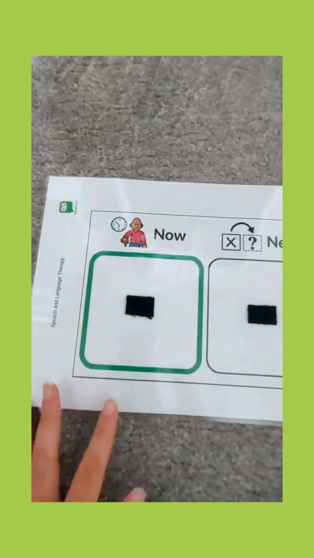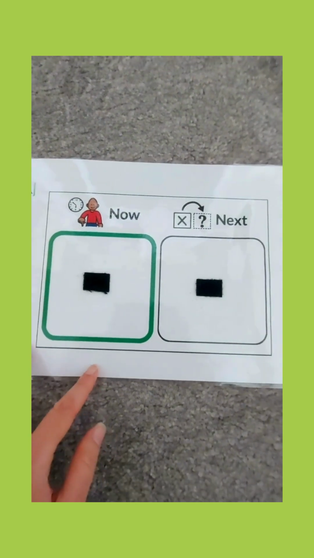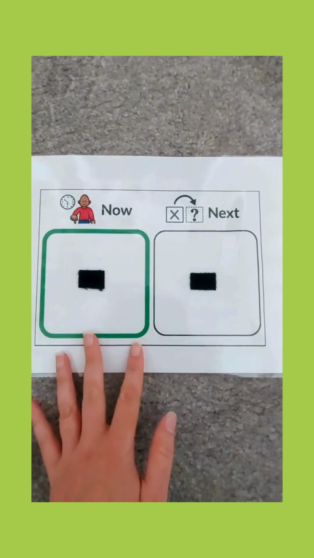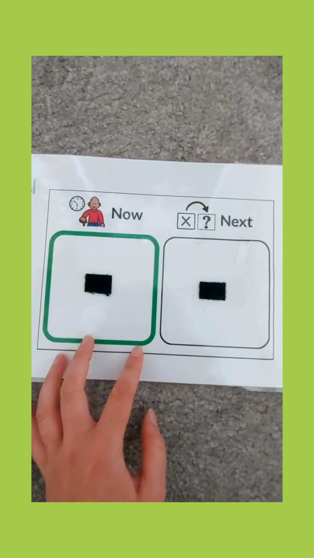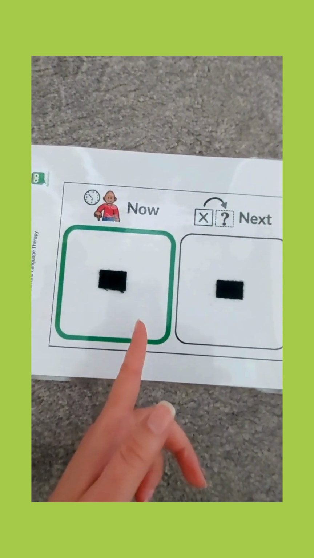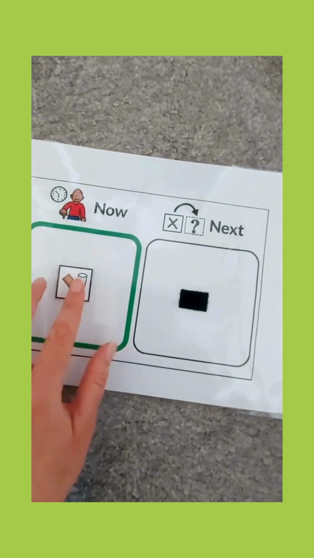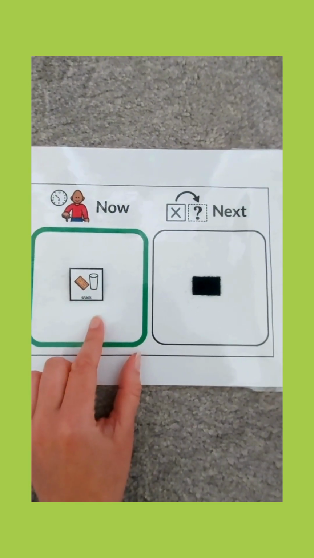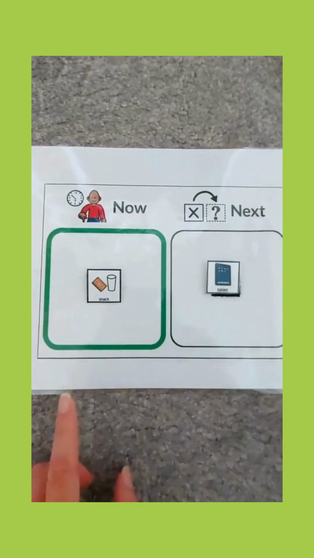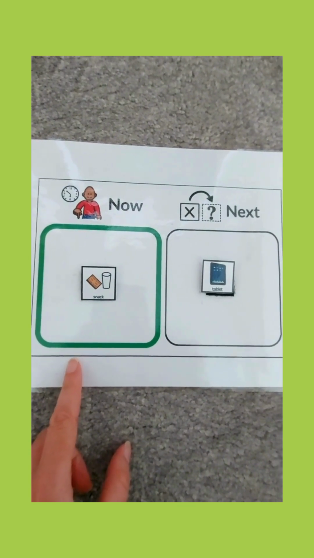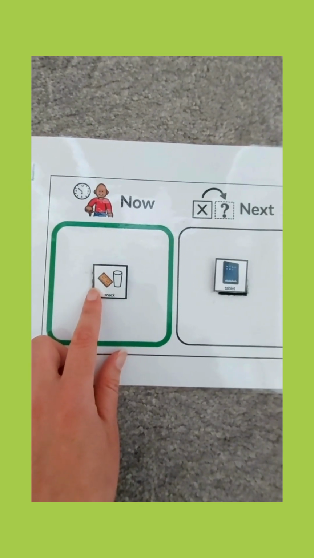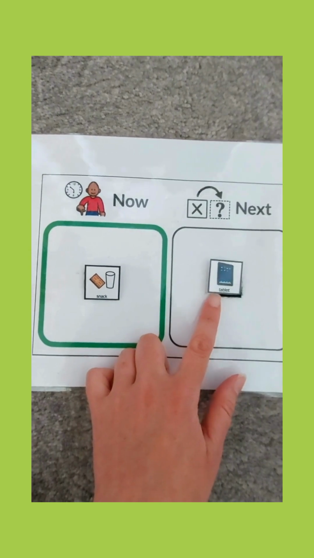To make use of the now and next board, to introduce this to your child, it's really important to start off with two motivating items, two things that you know the child enjoys, just to introduce the concept of this now and next. So for instance, you might say to the child that now is snack time, next tablet. And you do this using really simple language. You need to show the child, look, now snack time, next tablet.